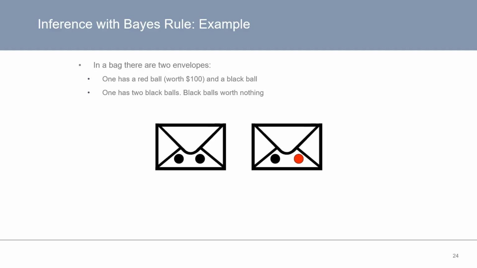Now let's look at a classic example of probability inference using the Bayes rule. In this example, we have a bag with two envelopes. One envelope has a red ball, worth $100, as well as a black ball, and the other envelope just has two black balls that won't win you a prize. Let's say you're a participant in this game to win $100, and you randomly grabbed an envelope. From that envelope, you randomly took out one ball and discovered that it was black.